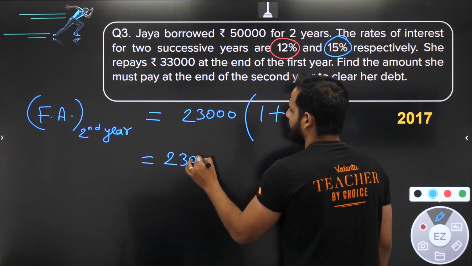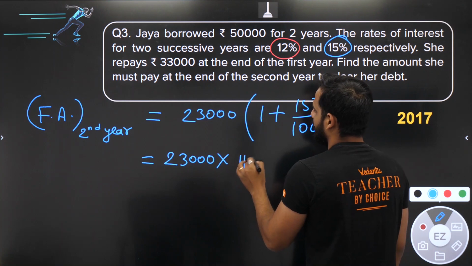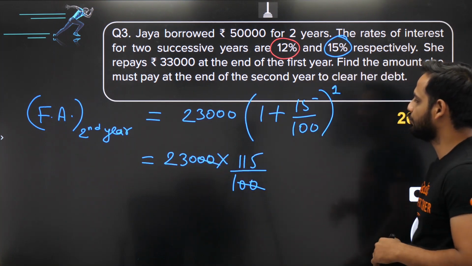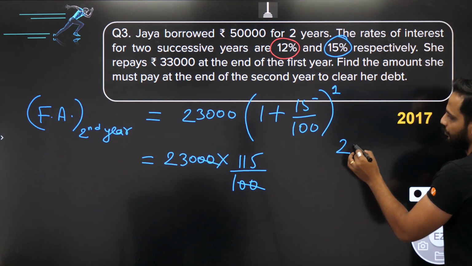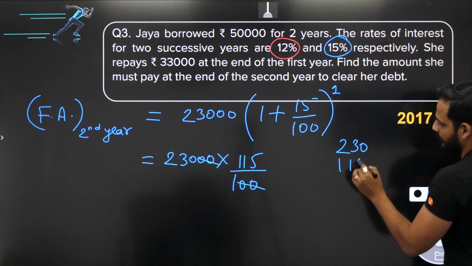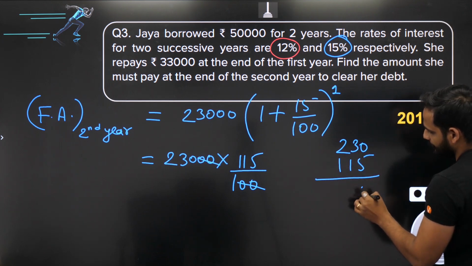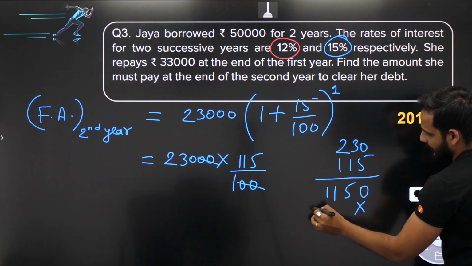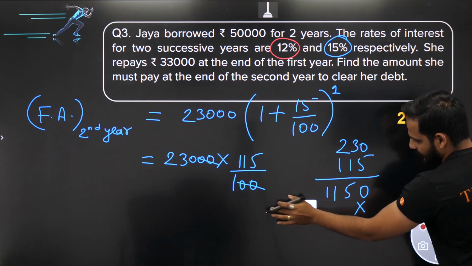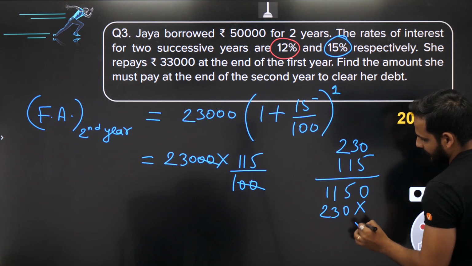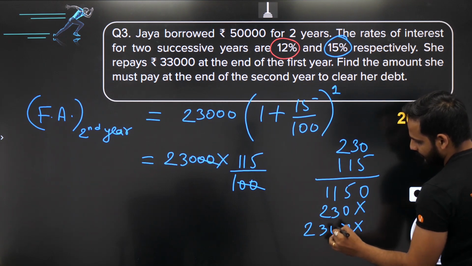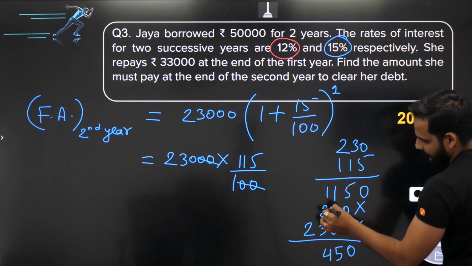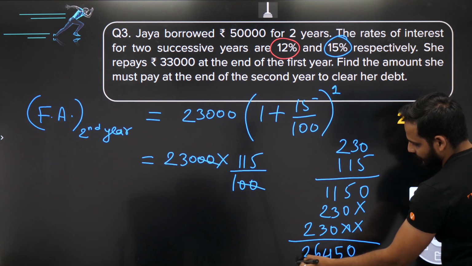So we'll be getting 23,000 into 115 by 100. Cancel this, cancel this. So we need to do 230 into 115. Let's do 230 into 115. What will we be getting? 0, 15, power 1, 11. Then 230 as it is, and then 230 as it is. Let's see. 0, 5, 3 plus 1 is 4, 3 plus 2, 5 plus 1, 6, 26,450.